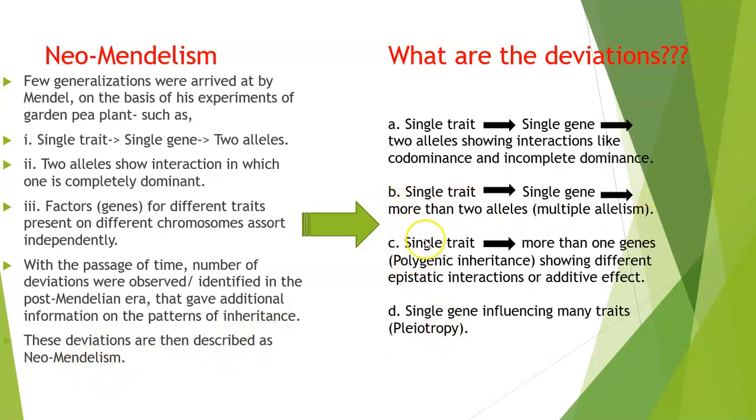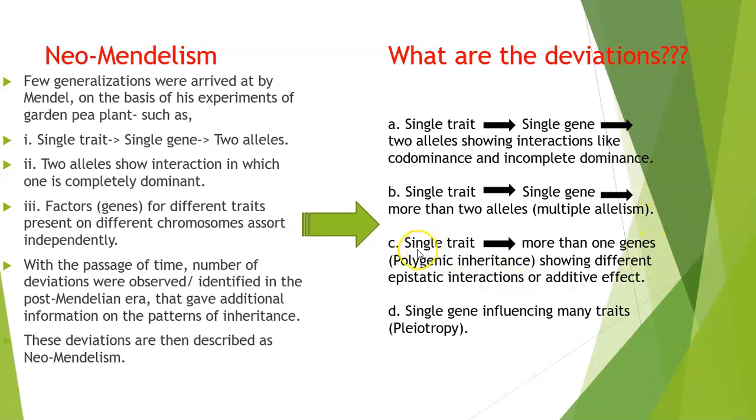The next thing that was observed in neo-Mendelism was a single trait, a single gene, but more than two alleles. Remember, we had only two alleles in Mendel's experiment. Here you have more than two. This phenomenon is described as multiple allelism.